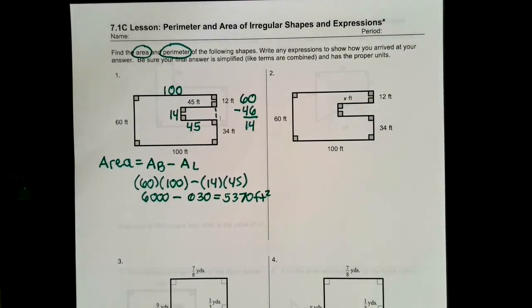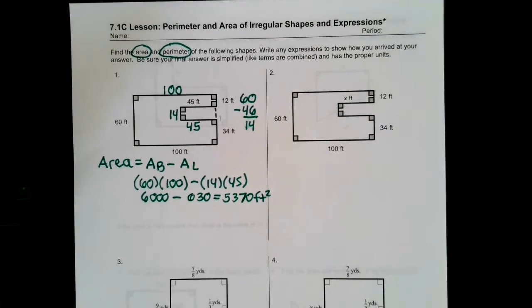So on number 1, I already began showing my work. As you can recall from the 7.1b lesson, one method we can use to find the area of an irregular shape is by finding the area of the big shape minus the area of the little shape. The area of the big shape in this case is a 60 by 100 foot rectangle. So I'm multiplying 60 by 100, where you see I get the 6,000. And then I'm going to deduct the area of the smaller rectangle, that's 14 by 45, which is where I got the 630 from.